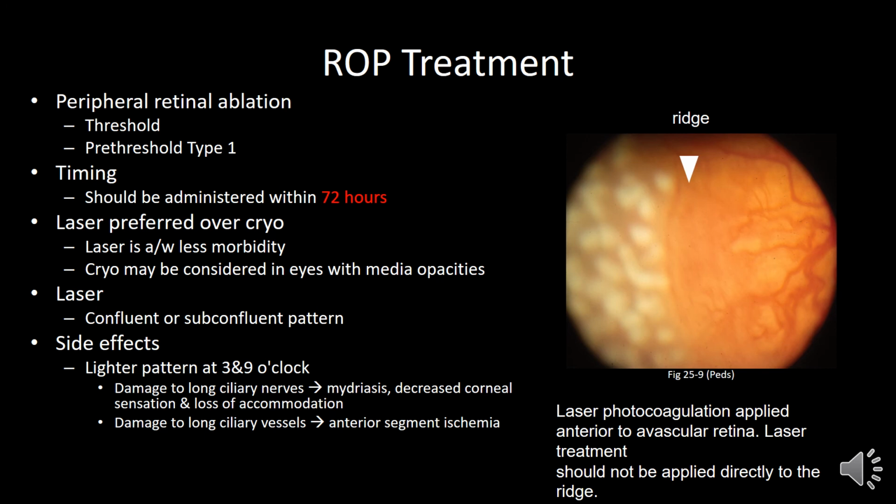There are side effects to laser treatment, however. In the horizontal meridians at 3 and 9 o'clock, laser treatment should be applied in a lighter pattern to avoid damage to the long ciliary vessels and nerves.